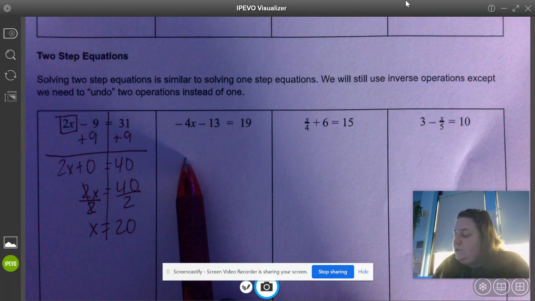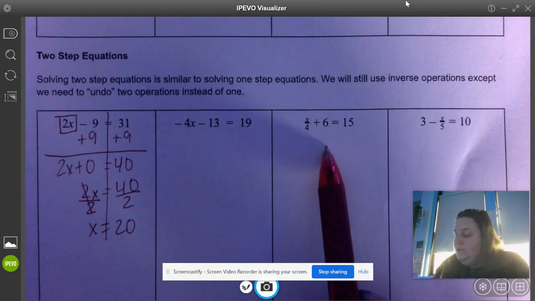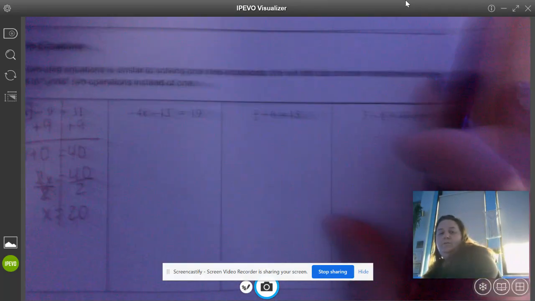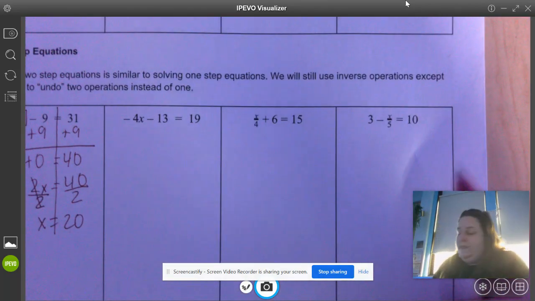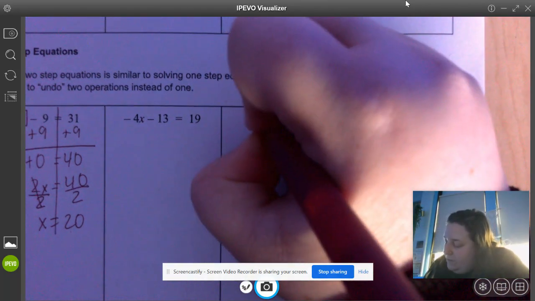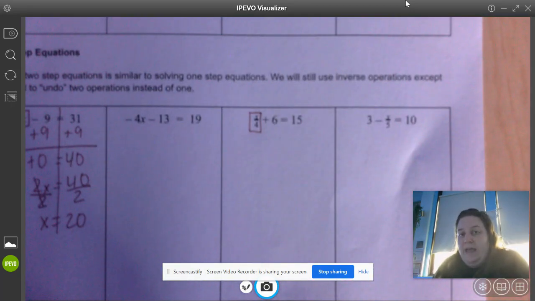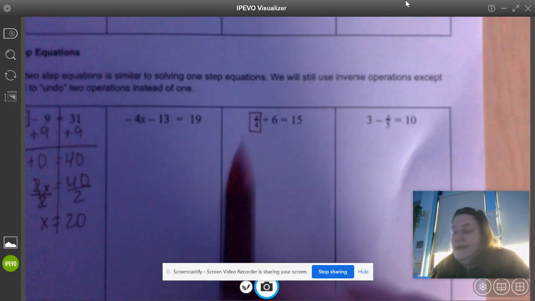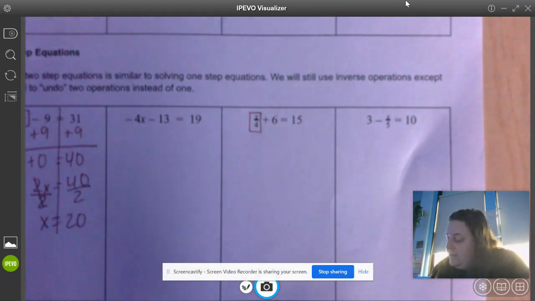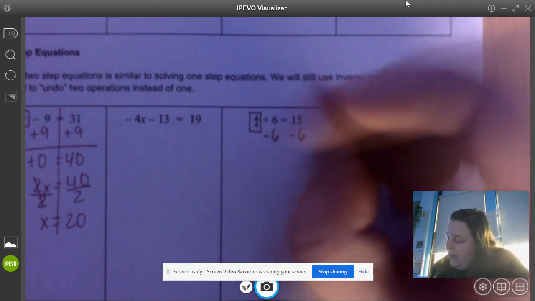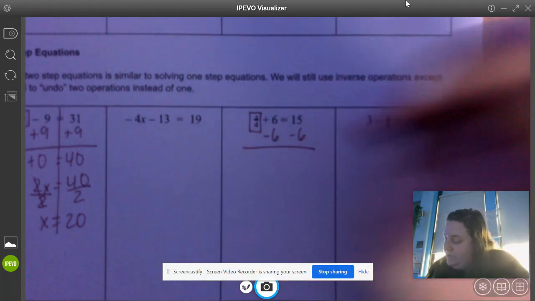I'm going to skip the next one and go to the third one because this is similar. So I'm going to have you try that on your own. Now in this one, same thing. Box my variable term. Now in this case, it's going to be division I have to work with. Notice that it's written as a fraction. So first I need to get rid of this 6. To zero it out, I do the opposite and I subtract. And what I do to one side, I do to the other.